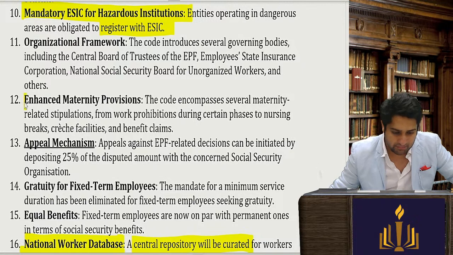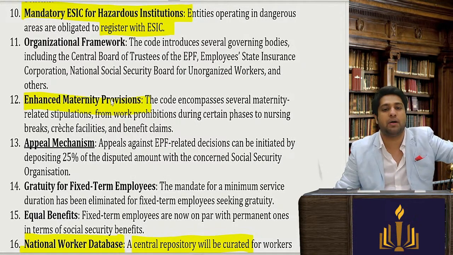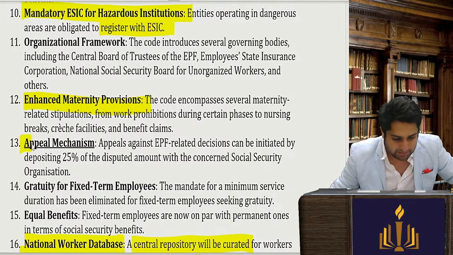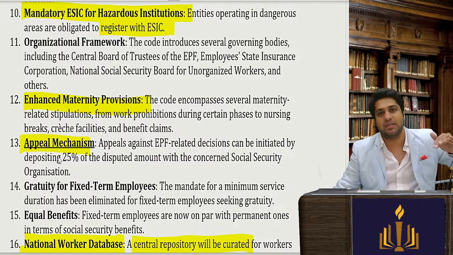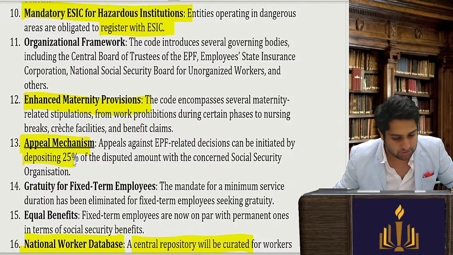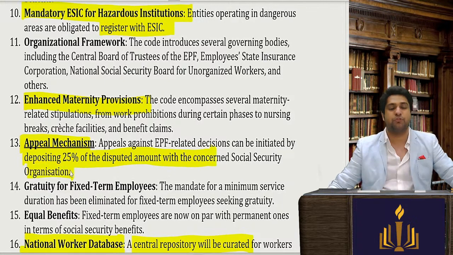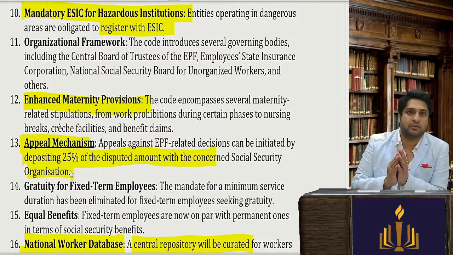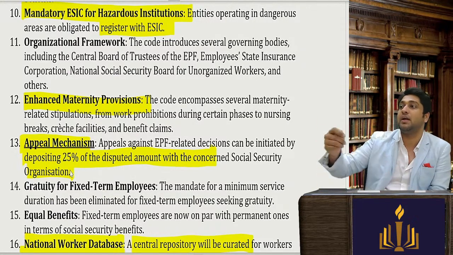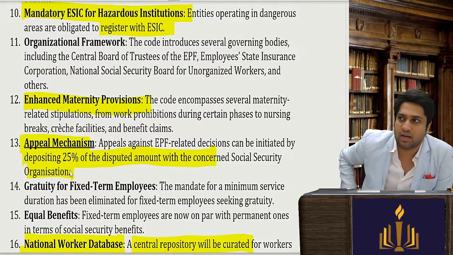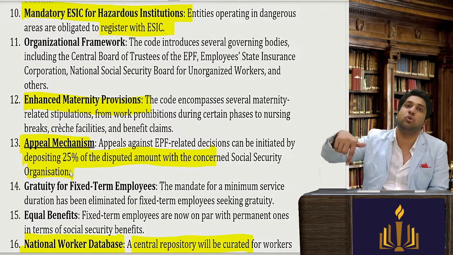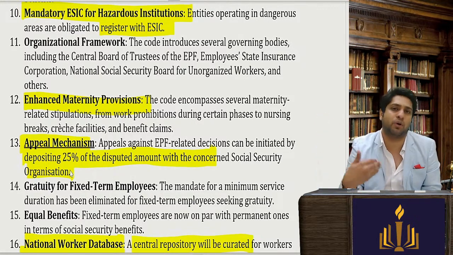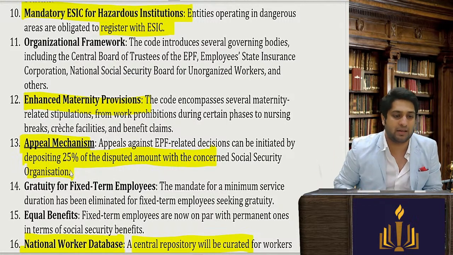Then maternity benefits. More maternity benefits have been continued and given in the current code as well. Appeal mechanism: if a person is unhappy, he can go to the appellate authority, but he has to deposit 25% of the amount before going in appeal. So if an employer is unhappy, he says, why has the lower court asked me to pay 2 lakh rupees as compensation, I don't want to give 2 lakh rupees. So he will go in appeal, but he has to deposit 25% in order to be allowed to go in appeal. Then whatever the higher court orders can be followed.